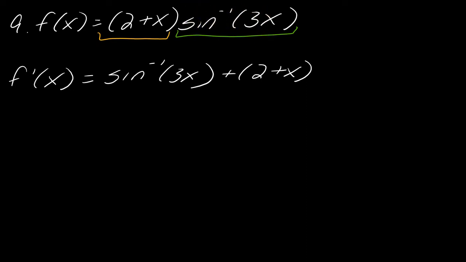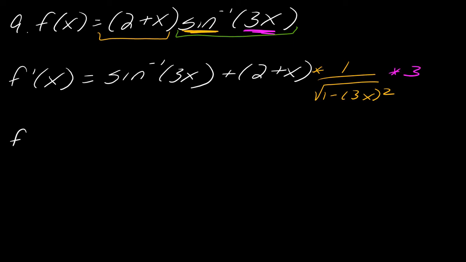Okay, so to do that, I need to think about the chain rule. So the outermost function is really this inverse sine function, and the innermost function is this 3x. So first I take the derivative of the outermost function, which is going to be 1 over the square root of 1 minus 3x squared. So normally this would be like x squared, but now we just take the inside and square it. And now I multiply this by the derivative of that inside function, which is just 3. So I multiply that by 3.